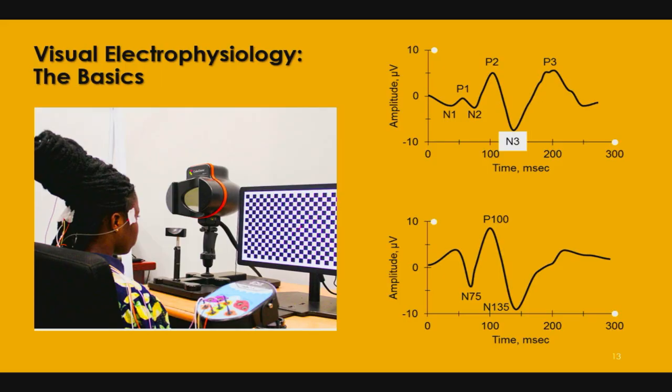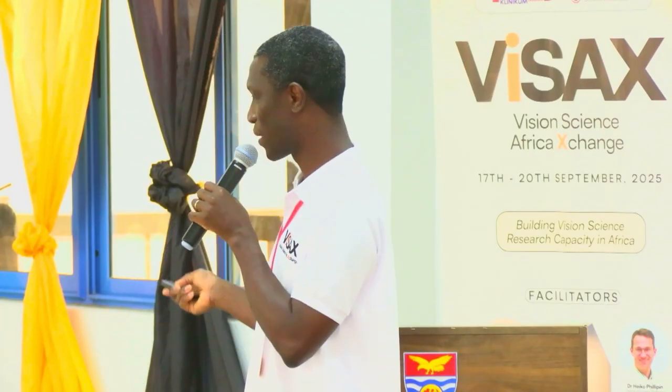The disease we mostly use pattern VEPs for is optic neuritis. The nice thing about optic neuritis is that the patient cannot see, the doctor cannot see. So we need to find out whether there's a problem there. And in optic neuritis, this P100 is very delayed.